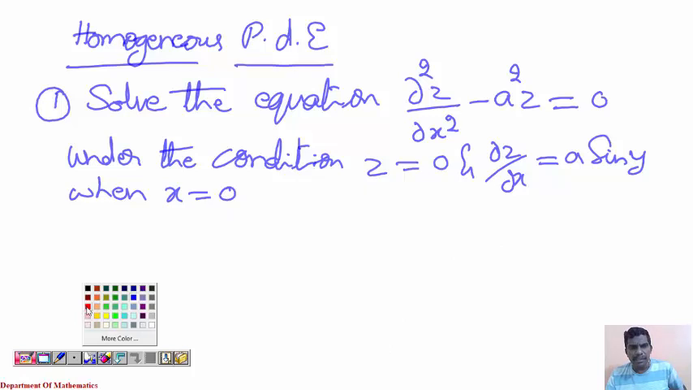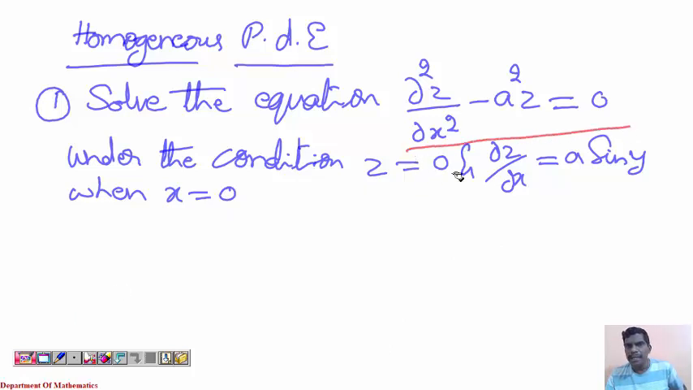When you observe this, it has got only one independent variable x. Even though it's a partial derivative, it has got only one independent variable and it is a homogeneous differential equation. To solve this, we'll go ahead to write this differential equation as an ordinary differential equation, because whenever you come across only one independent variable, then the partial differentiation becomes an ordinary differential equation.